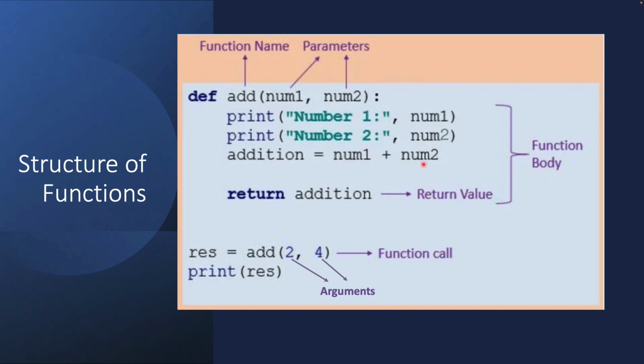Okay, and when the statement is executed, then addition is going to have some sort of a value, and that's what gets returned to the function call. And then whatever gets returned is going to be a value. We're going to assign it a variable name called res, and then we're going to print it out. Okay. So this, again, is the basic anatomy of the structure of a function.